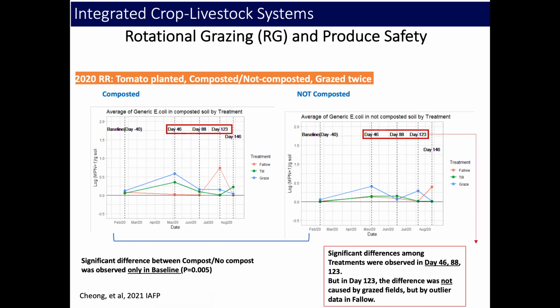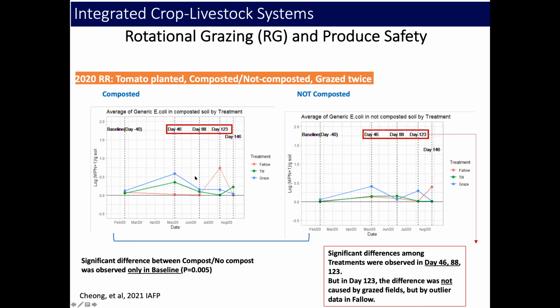Although there's some complexity in this graph, the bottom line for this initial first year of this project is, again, we're measuring generic E. coli in the soil between the three different treatments. And only at the baseline, we saw a difference of generic E. coli between the fields that have compost and no compost. And later on, at around 90 days, there was no significant difference between the generic E. coli. Interesting or not, in this compost field, we found a spike around 123 days. And actually it was some outliers in the soil. So there's something going on in the soil, and these subplots were not grazed, they were actually fallow.